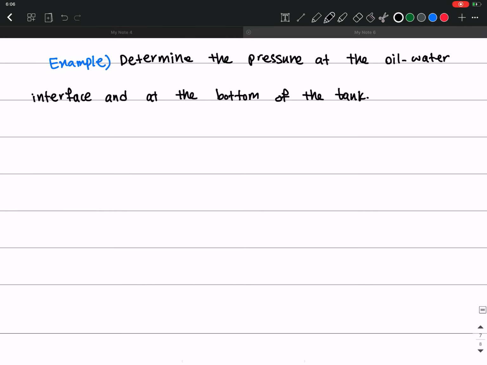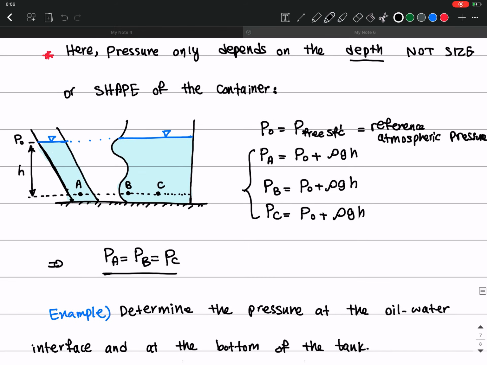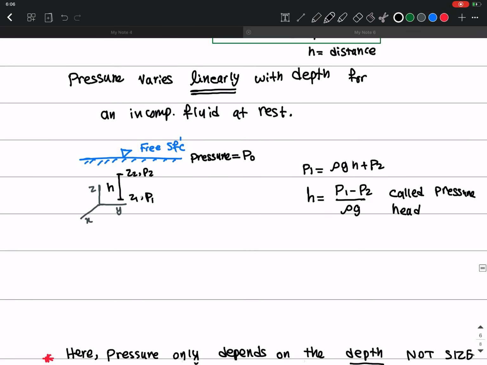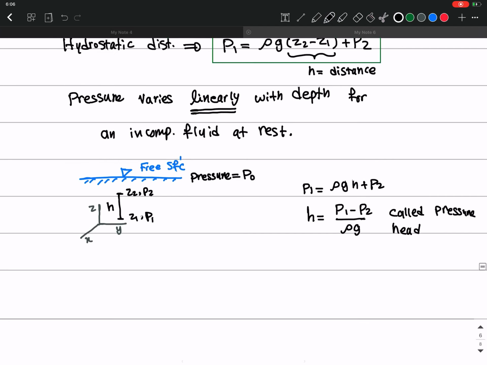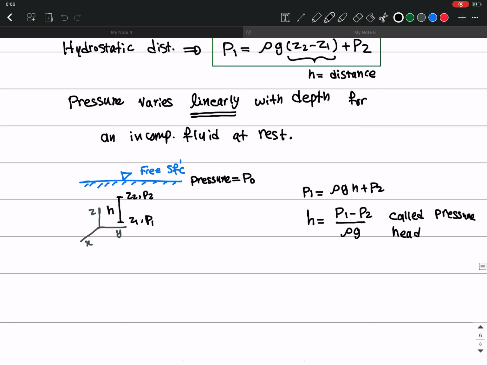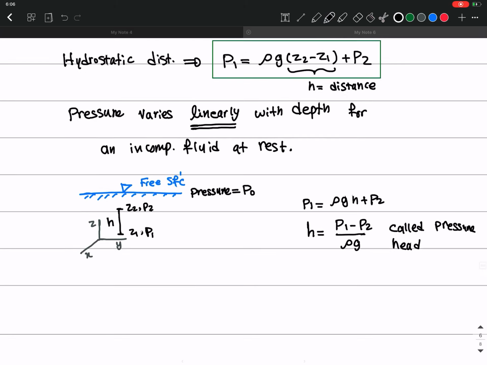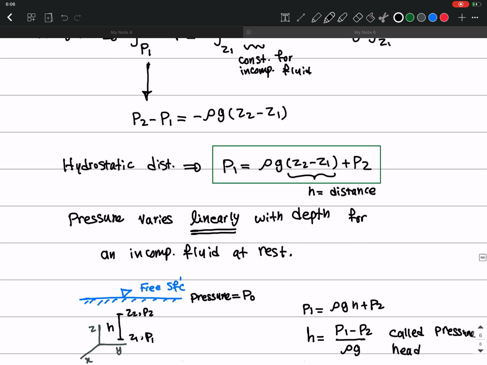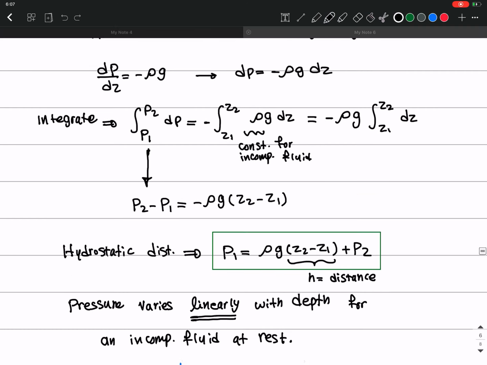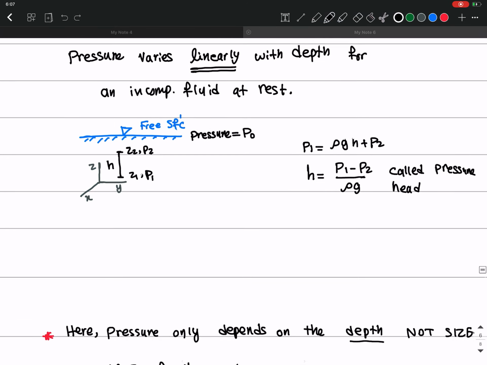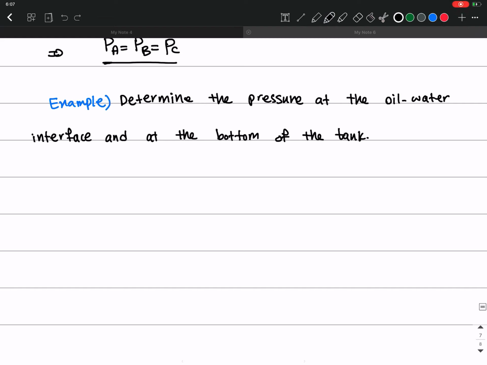Okay. So I'm gonna draw the figure for this oil-water interface, but before that, I just want to mention that we're gonna use the same principles and formula that we learned before. We talked about the theory in the last lecture, and now we are gonna use it in applied cases, specifically using this hydrostatic distribution formula, which is a very important formula for incompressible fluids at rest. This is the focus of our course here.